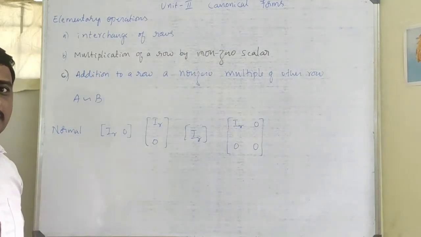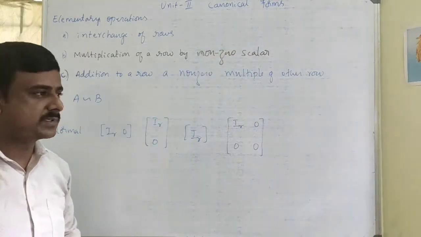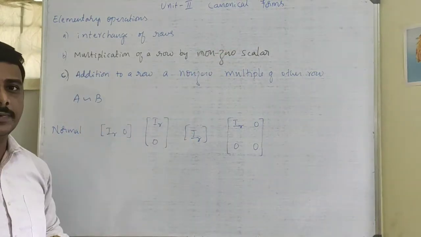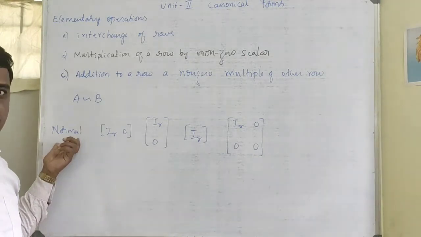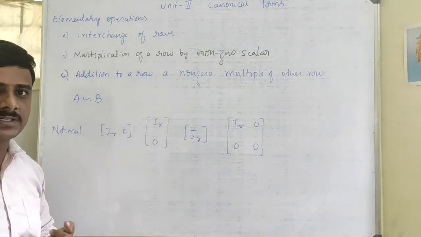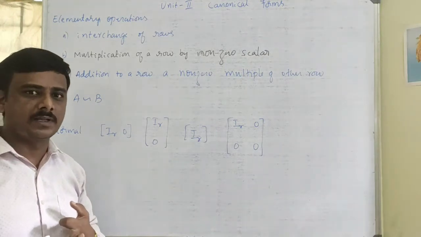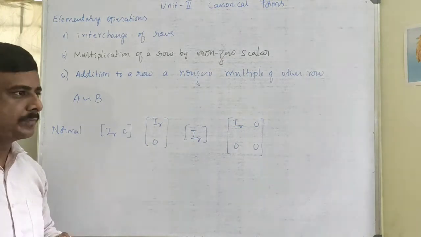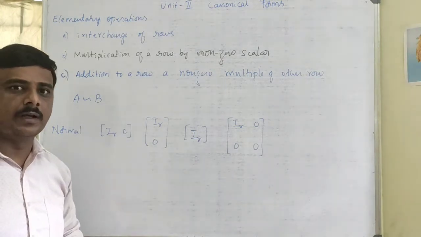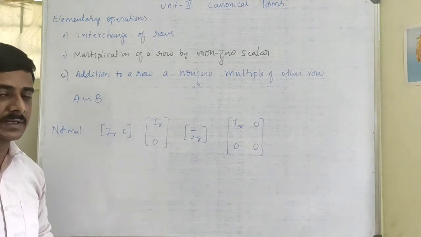Welcome to everyone. Today we shall discuss Unit 2 Canonical Forms. So here the main three concepts we are going to discuss are normal form of a matrix, elementary transformations, and finding the inverse of a matrix by using the Cayley-Hamilton theorem. Then the remaining concepts are characteristic polynomial and minimal polynomial of a matrix and block matrices.